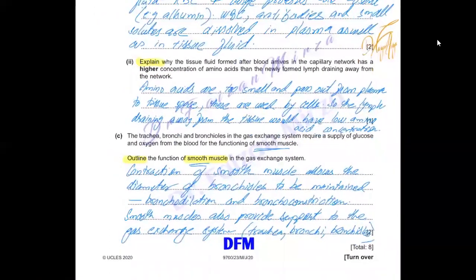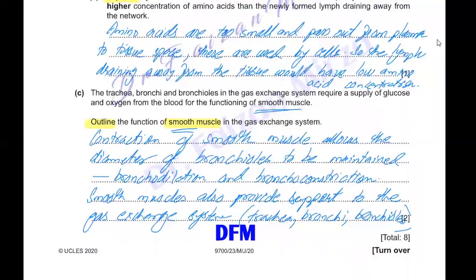Further, they are saying trachea, bronchi and bronchioles in the gas exchange system require a supply of glucose and oxygen from the blood supply for the function of smooth muscle. You need to recall what smooth muscles are doing, and outline the function of smooth muscles in the gas exchange system. So smooth muscles contract, and when they contract, they allow the diameter of bronchioles to be maintained. So they allow bronchodilation and bronchoconstriction. Smooth muscles also provide support to the gas exchange system, trachea, bronchi, bronchioles. So yes, that's the function of smooth muscle. They can stay contracted for a long period of time.